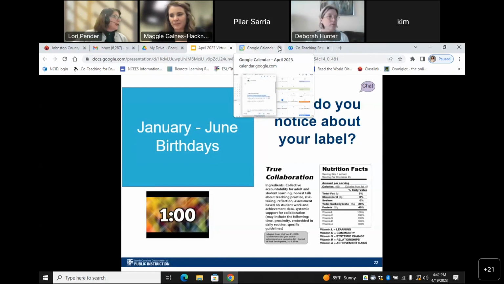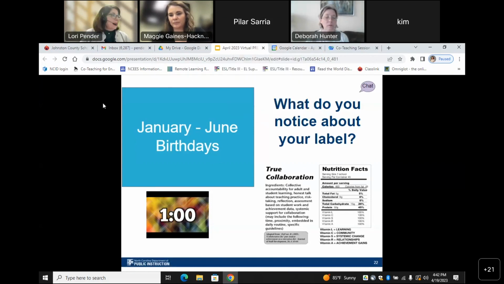All right, great. So just a visual way to look at a label and think about collaboration light versus true collaboration in the form of a label. And of course, we want the highest nutritional value. We want the highest educational value for our students, and that would be that true collaboration.